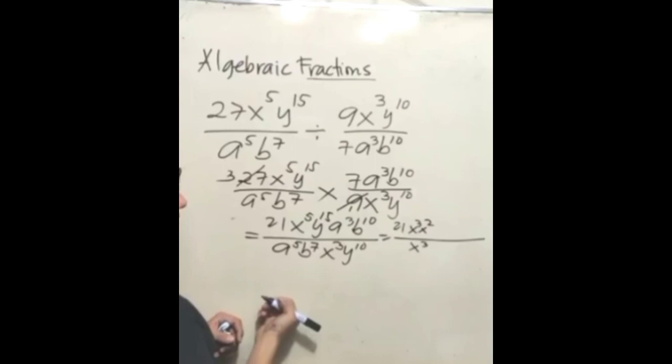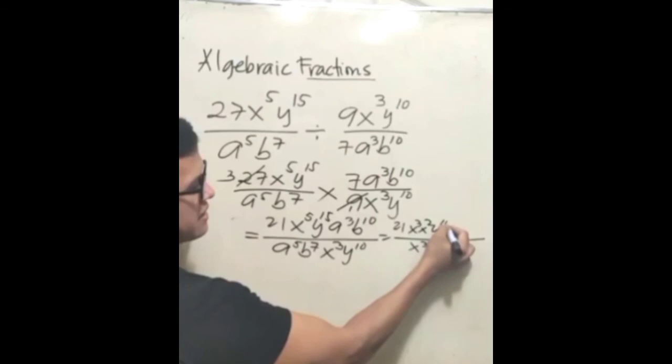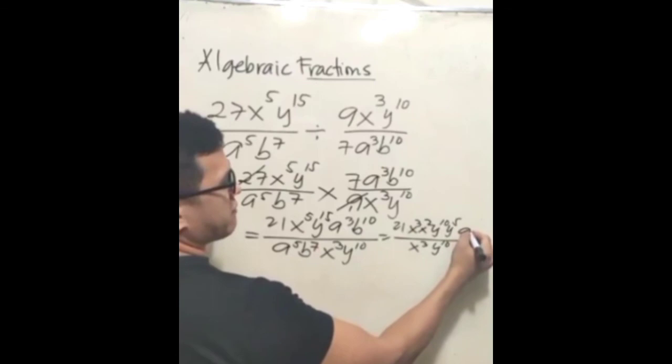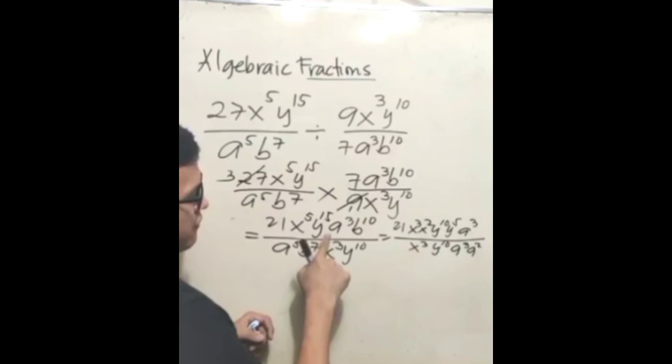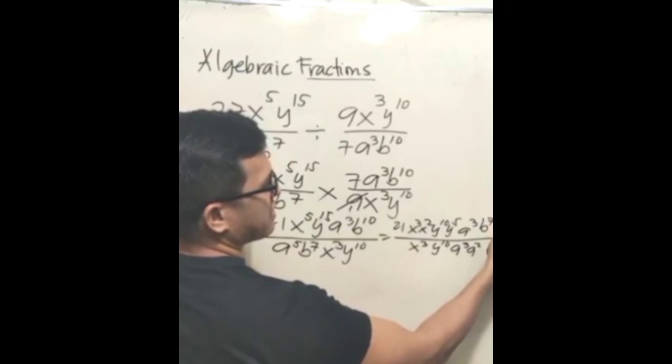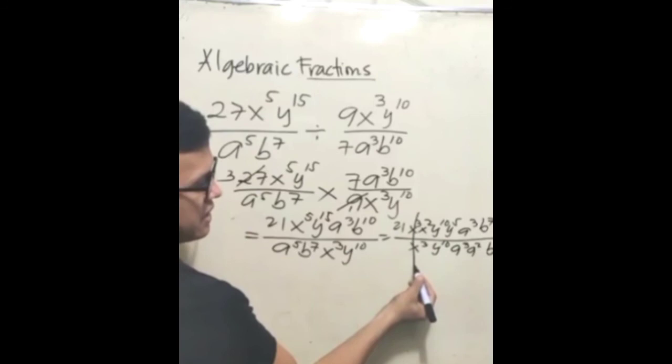And then y15 and y10. So y10 mas mababa sa baba. So y10, y5. And then a3 mas mababa sa taas. So we have a3, a2. Right? Kasi a5 siya. And then for b, b10 and b7. So mas mababa sa baba. b7, b7, b3. Right? Kasi 10 siya dito. And then now it's time to cancel. x3 and x3, y10 and y10. a3 and a3, b7 and b7.